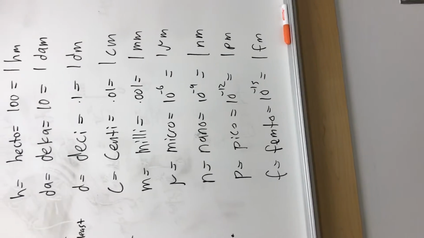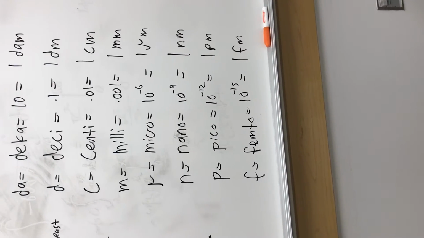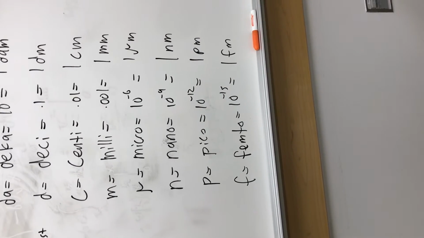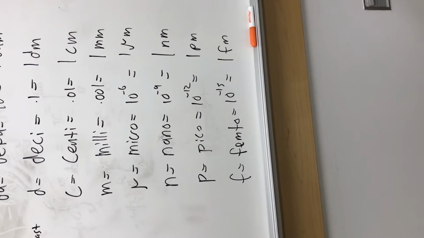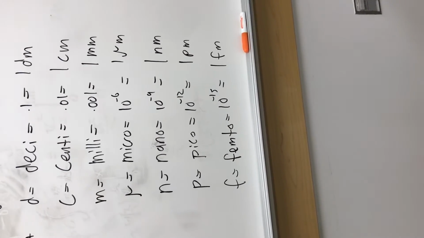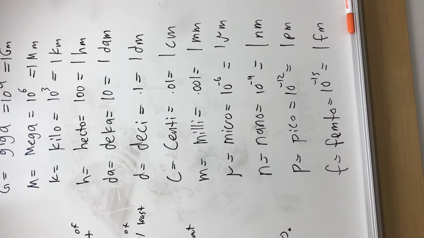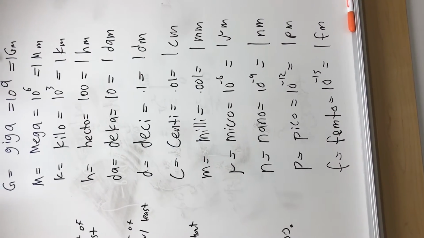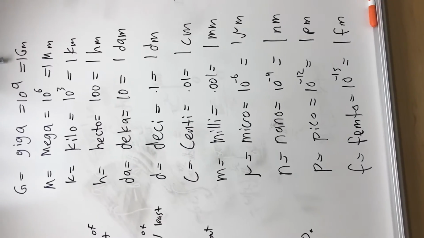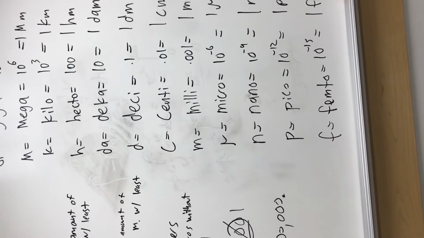So, yeah, the hard ones are probably micro, nano, pico, and femto. Micro is 10 to the negative 6, nano 10 to the negative 9th, pico 10 to the negative 12th, femto 10 to the negative 15th, and then giga is 10 to the 9th, mega 10 to the 6th. Just remember micro is small, mega is big, and they're both 10 to the 6th, or negative 6 respectively.